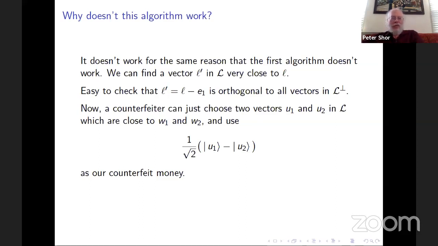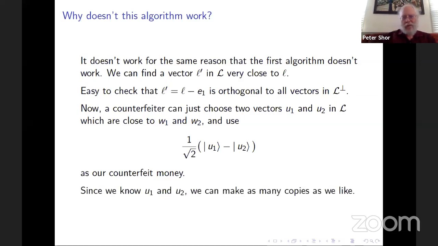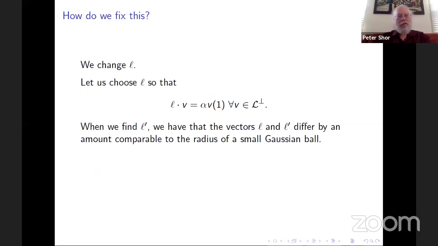Of course, they can find a vector that is close to either W1 or W2 by measuring the quantum state, which is the quantum money state. Half the time it gives you a vector close to W1, half the time a vector close to W2. So half the time it gives you U1 and half the time it gives you U2, but then you can compute the other one because U1 minus U2 is equal to L prime. So this doesn't work either. And since we know U1 and U2, we can make as many copies as we like. So how do we fix this?